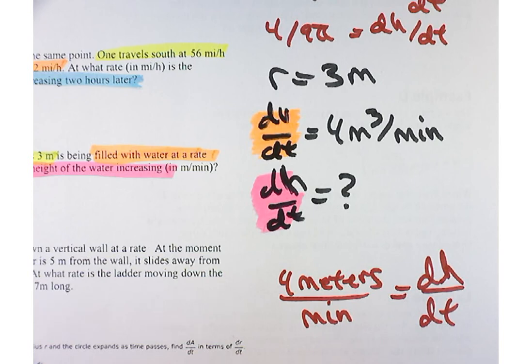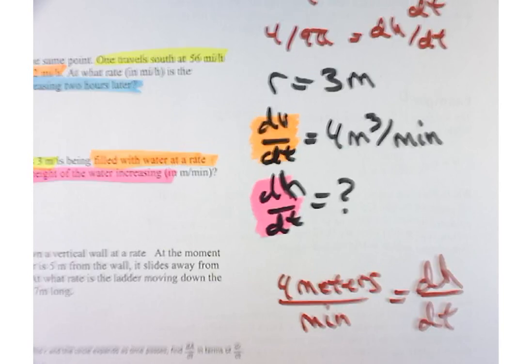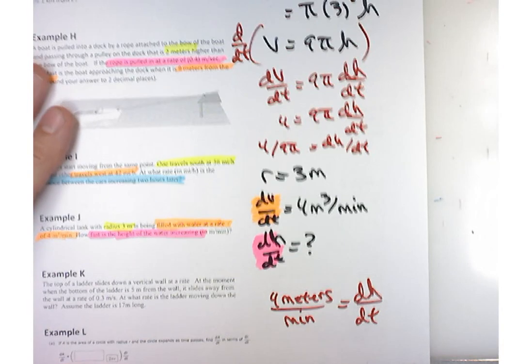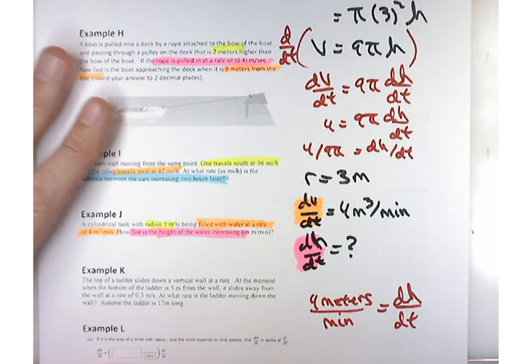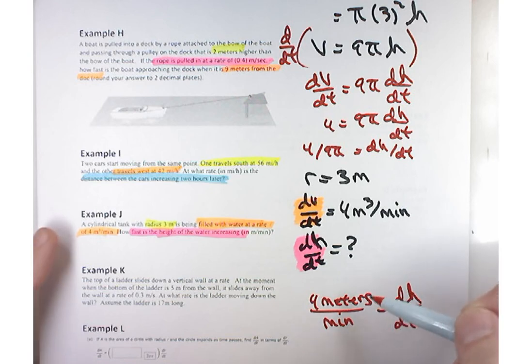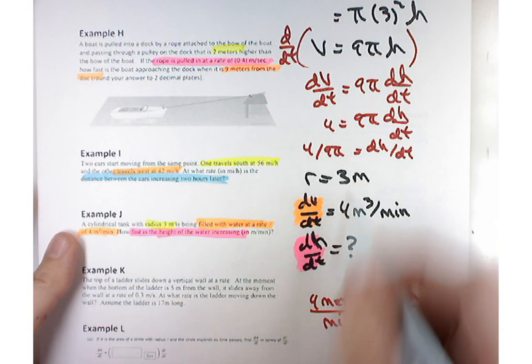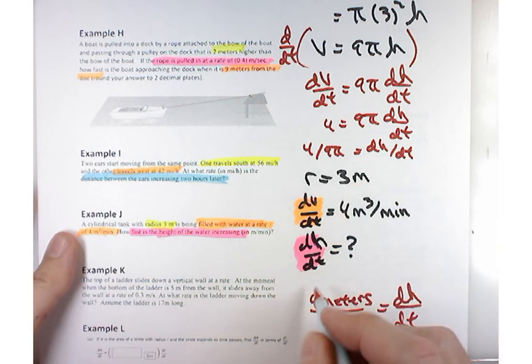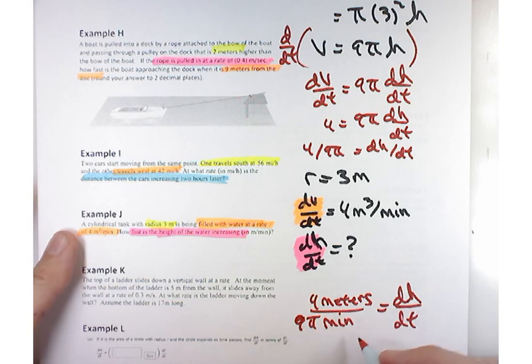All right. Can you go back up a little bit? Yeah. Why is it 4 meters a minute? You know what? I left off a 9 pi here. 4, 9, yeah, 9 pi. Thank you. Yeah, let me write it a little different.